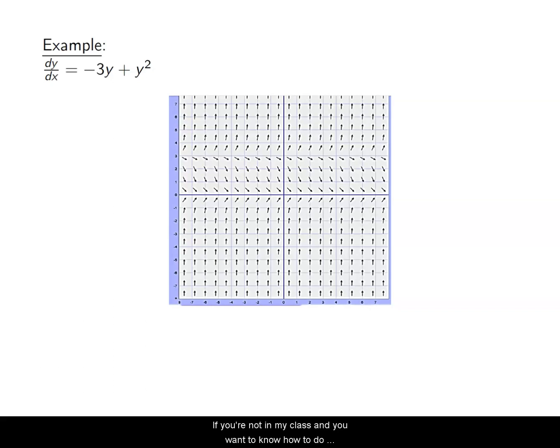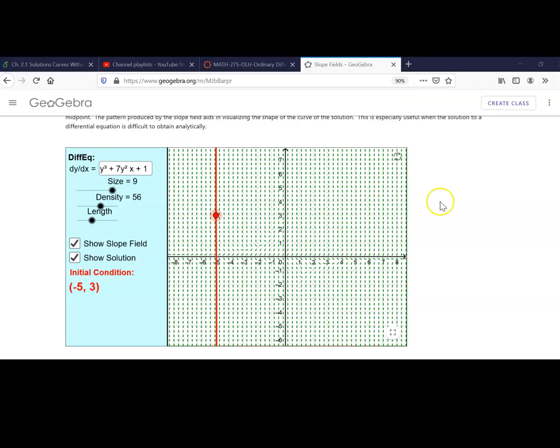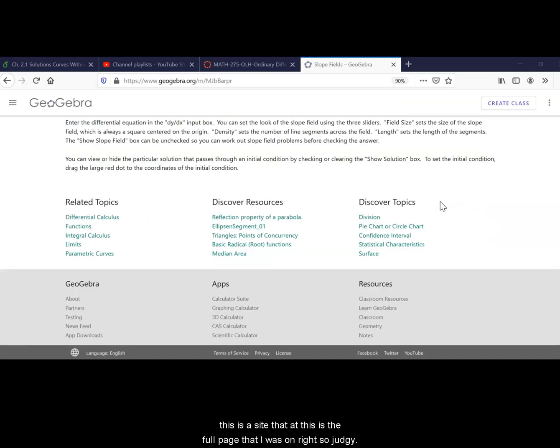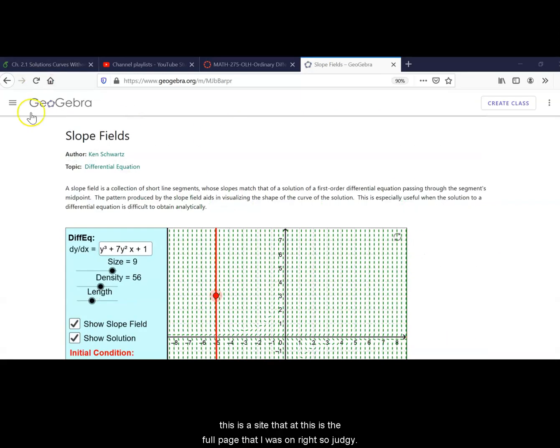If you're not in my class and you want to know how to do this, you literally just have to Google direction field generator. There's a lot out there, but GeoGebra is the one that I like to use. The one that I was using before is the GeoGebra site. Not to get too crazy with going back and forth here, but this is the full page that I was on. So GeoGebra, slope fields, I just did a quick Google search. GeoGebra has lots and lots of slope fields.